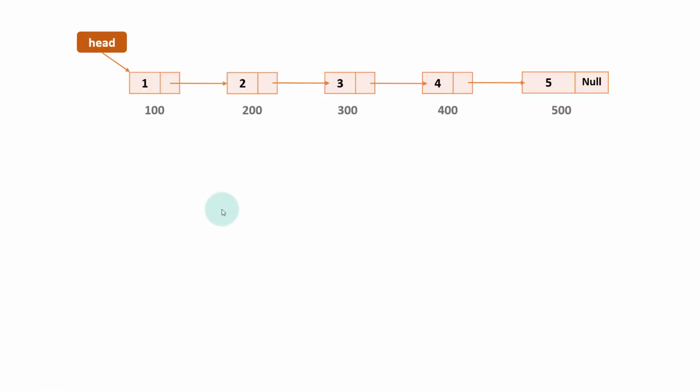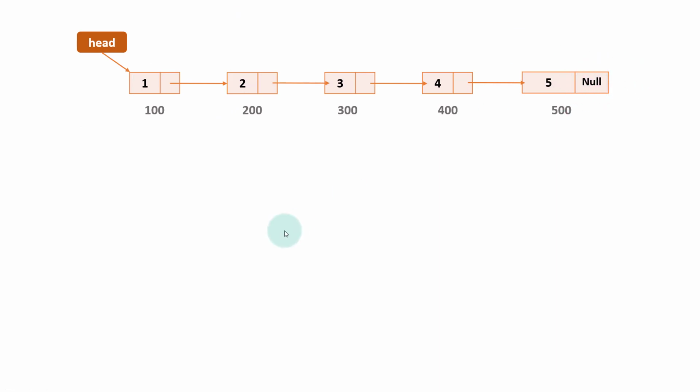The linked list can be anything, but I have represented a linked list having 5 nodes, and the nodes are 1, 2, 3, 4, 5, and below these are the hypothetical memory addresses on which these nodes are present. And a head node, or a head pointer, or a head reference is there, which is pointing to the first node. So there are 5 nodes here, 1, 2, 3, 4, 5, and this is your linked list, and the last node's next value is null.